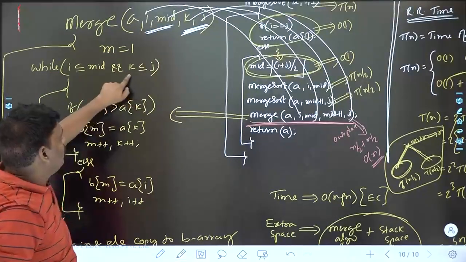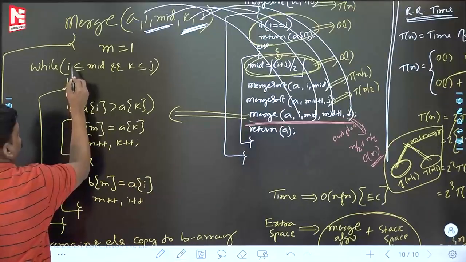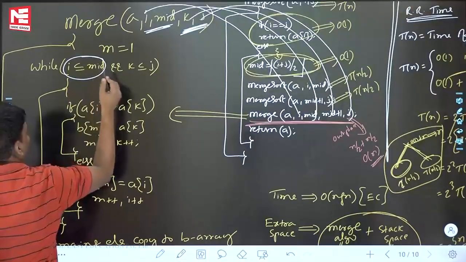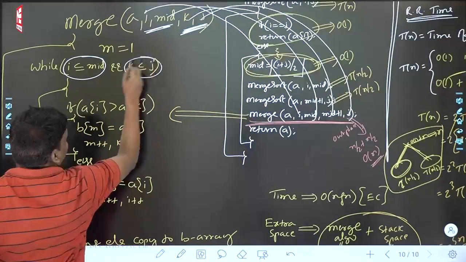The second half starting is k. So the loops are starting. Can you say the first part is from where to where? i to mid. The second half is from where to where? k to j.